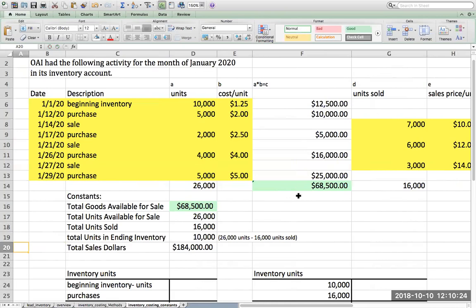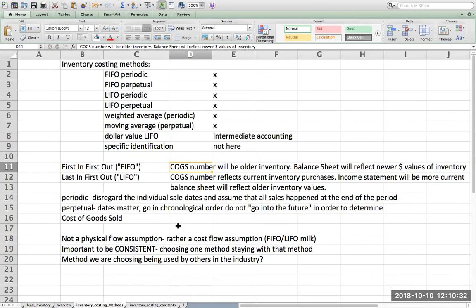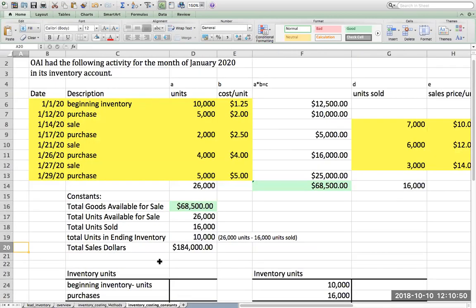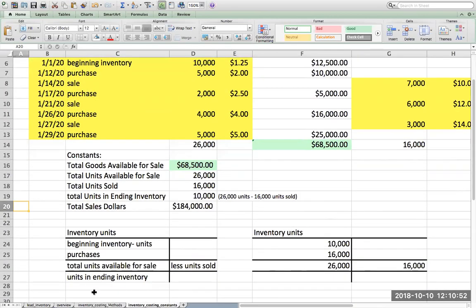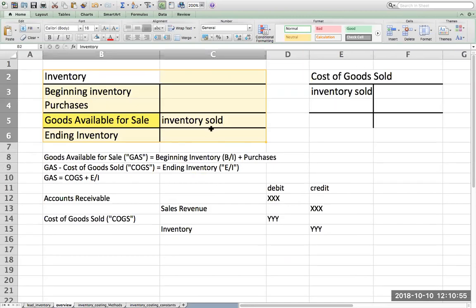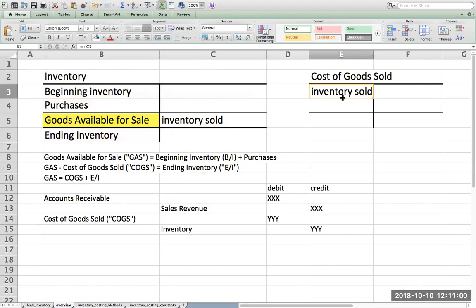So in summary, we're going to be going through different inventory methods, and we'll get to those in the next video presentation. We'll be learning about FIFO and LIFO, weighted average and moving average, basically perpetual and periodic. The important thing to remember is what we're trying to figure out: what dollar amounts are we going to put into cost of goods sold? How do we determine the value of inventory that's going into cost of goods sold?